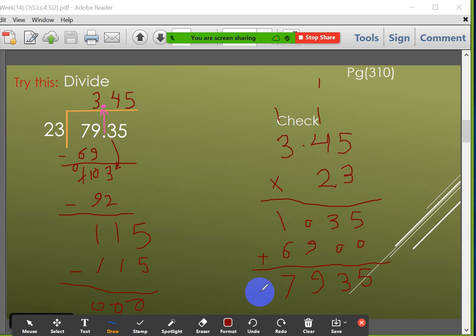What about the decimal point, girls? You know that I have to count the number of digits after the decimal point. Here I have 2 digits. Here I don't have any digit. That means I have 2 digits after the decimal point in the product. So let's count. The decimal point is here. I have to move it 2 digits. So look, the number is 79.35. The same dividend. That means the quotient is correct. Okay? If you finish, please type 1 in the chat, girls, just one time.